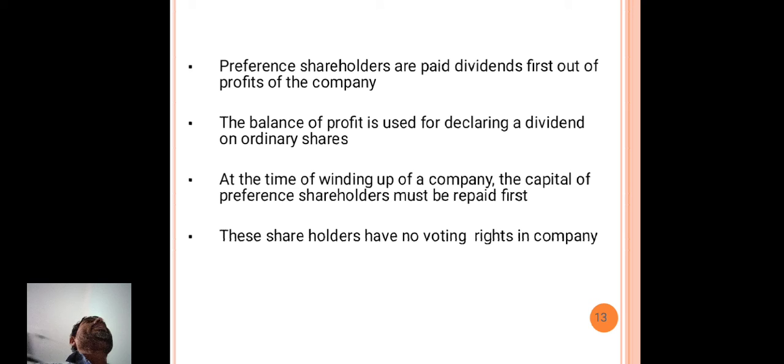One more important point is that equity shareholders have the right of one share, one vote. They can participate in the company's meetings, and they have a voting right. The preference shareholders don't have any right to vote. The rate of dividend is fixed.